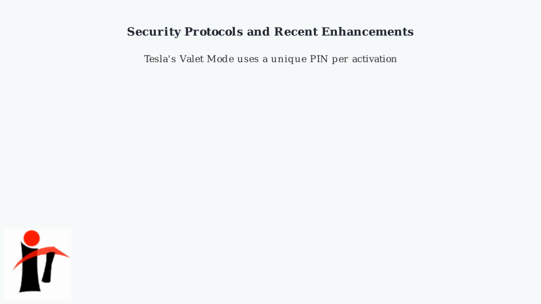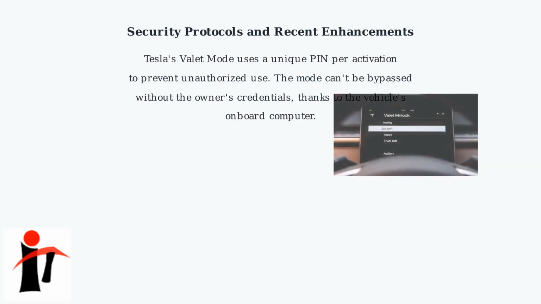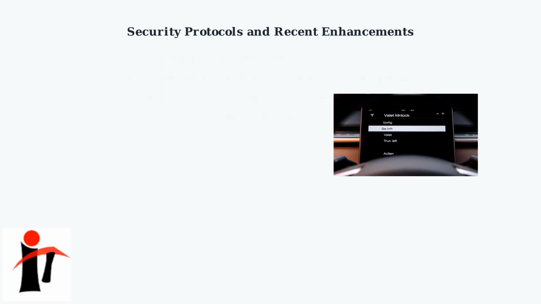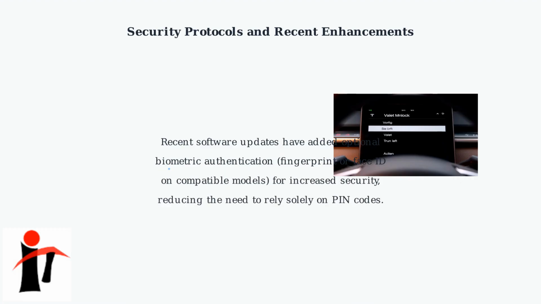Tesla's Valet Mode uses a unique PIN per activation to prevent unauthorized use. The mode can't be bypassed without the owner's credentials, thanks to the vehicle's onboard computer. Recent software updates have also added optional biometric authentication, fingerprint or Face ID on compatible models for increased security, reducing the need to rely solely on PIN codes.